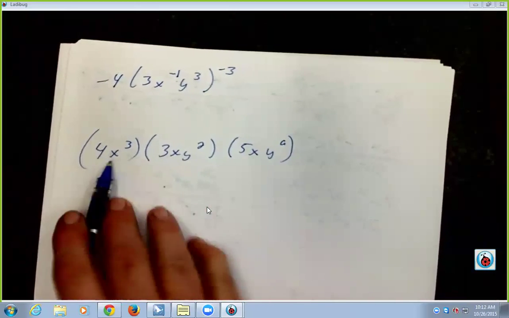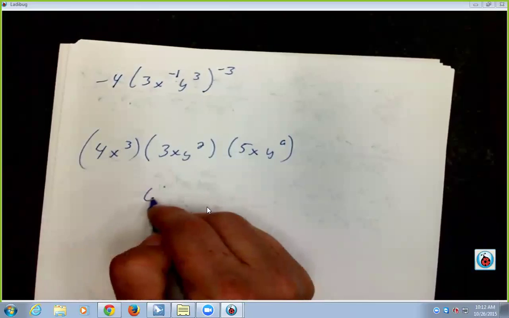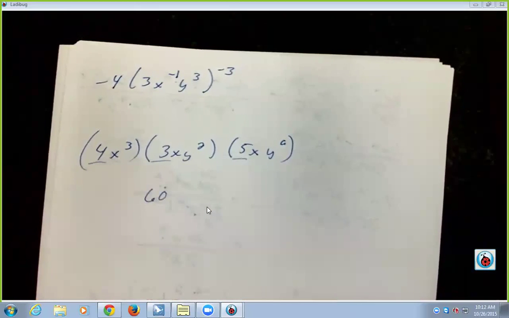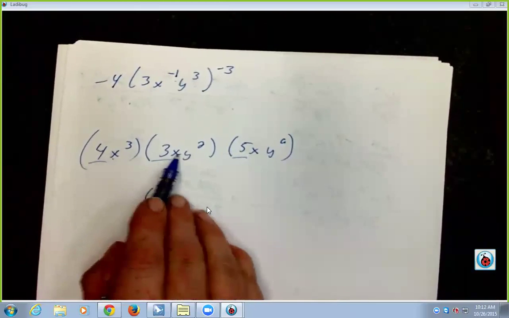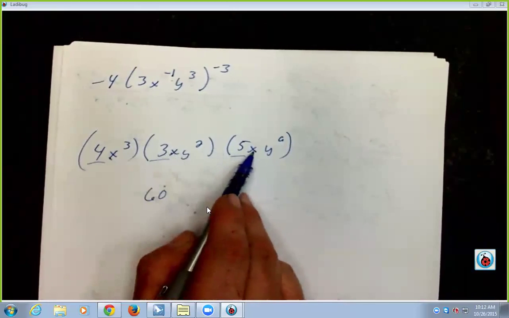But when you do these type, you're going to multiply 4 times 3, which is 12. 12 times 5 is 60. So all I'm doing is going through and taking my numerical pieces and multiplying them. Then I want to go through and look at my x's. So I have x to the third, x to the first, and an x.